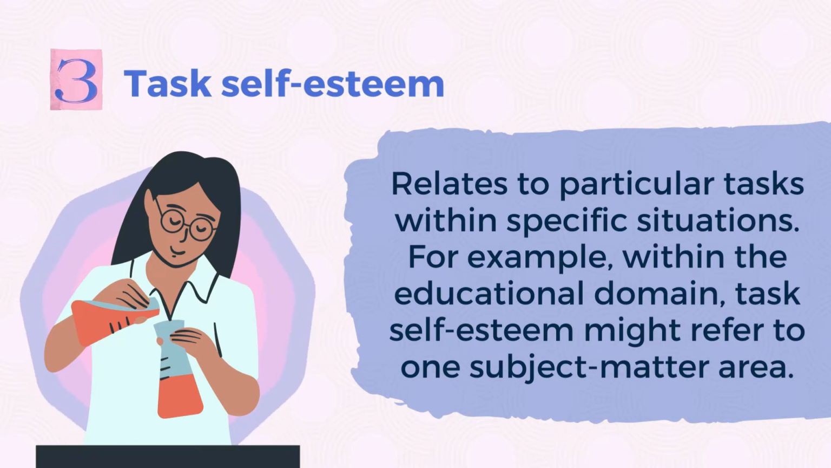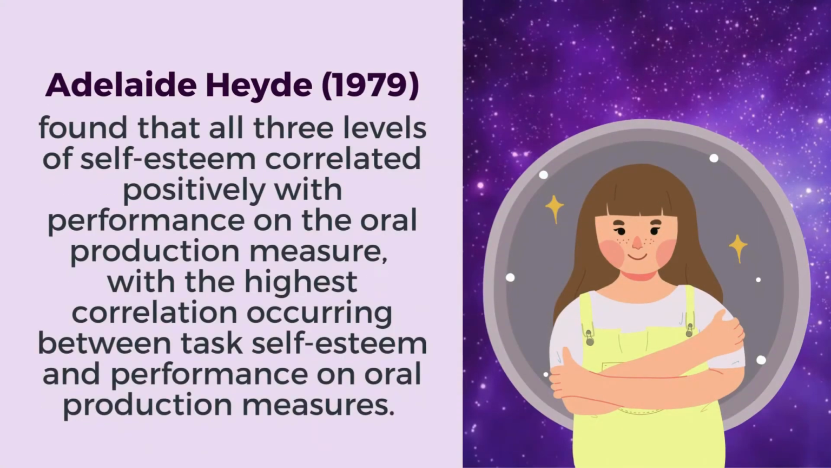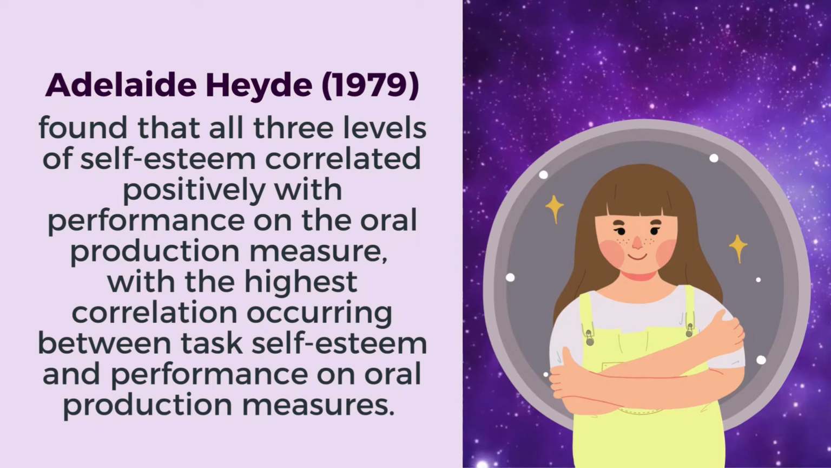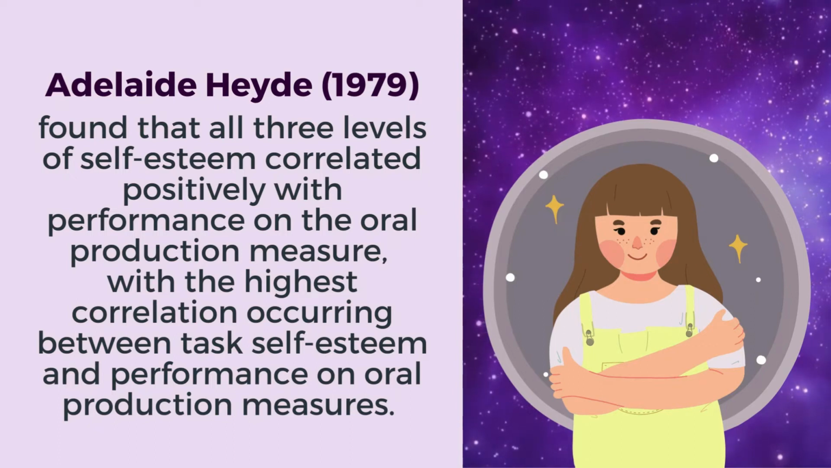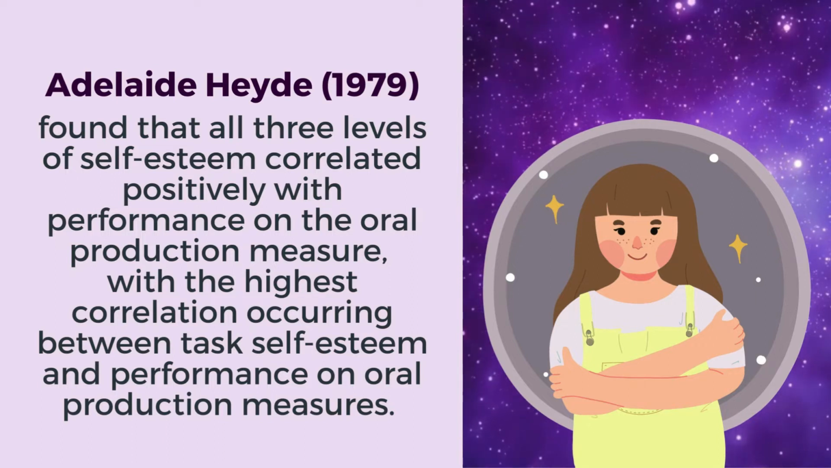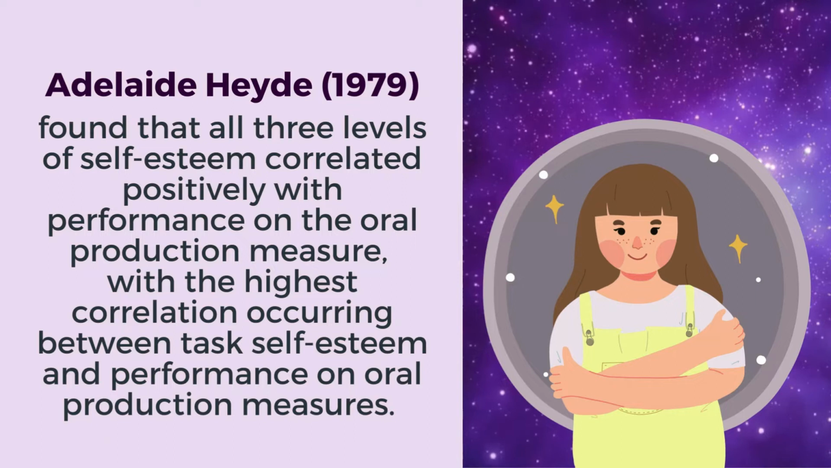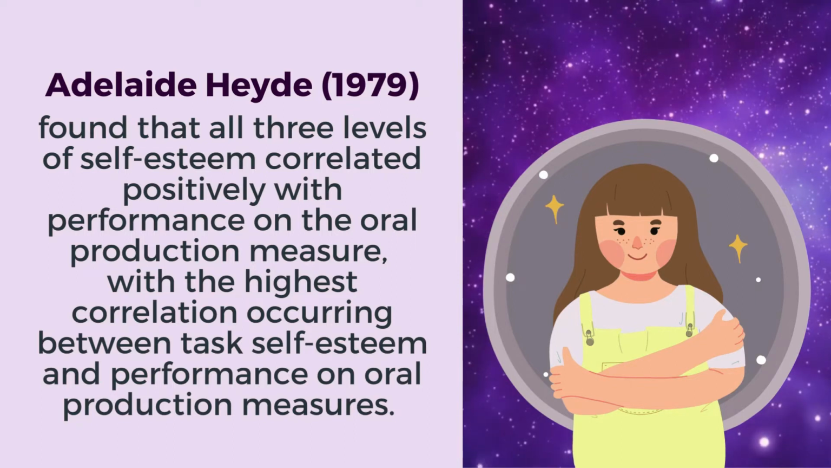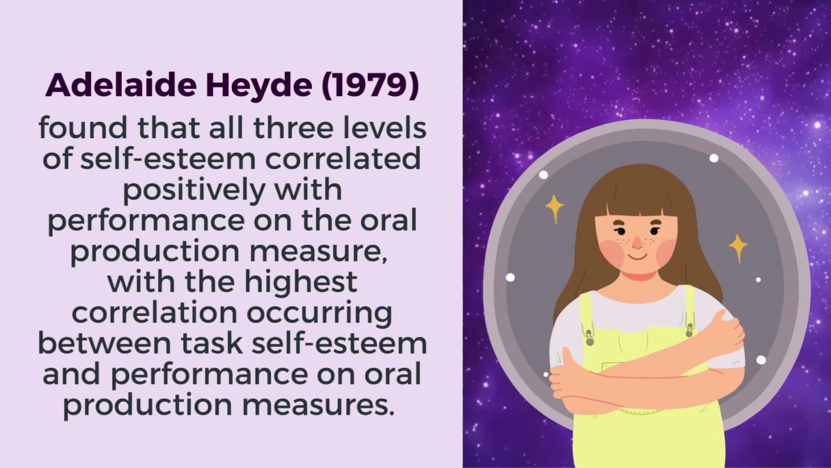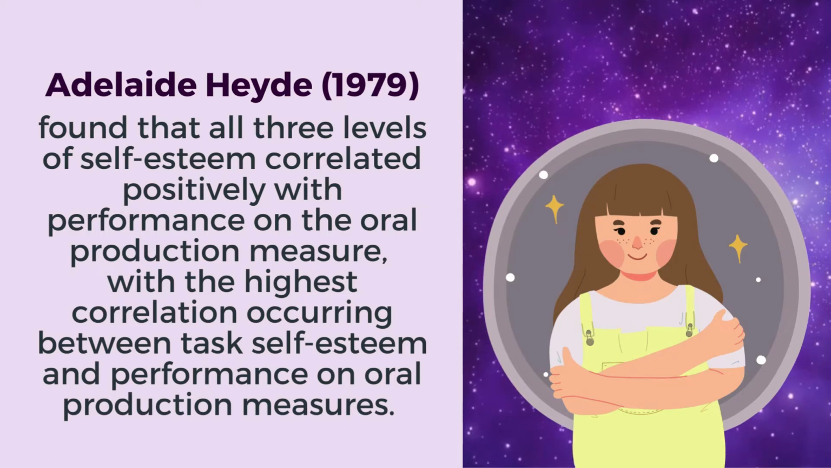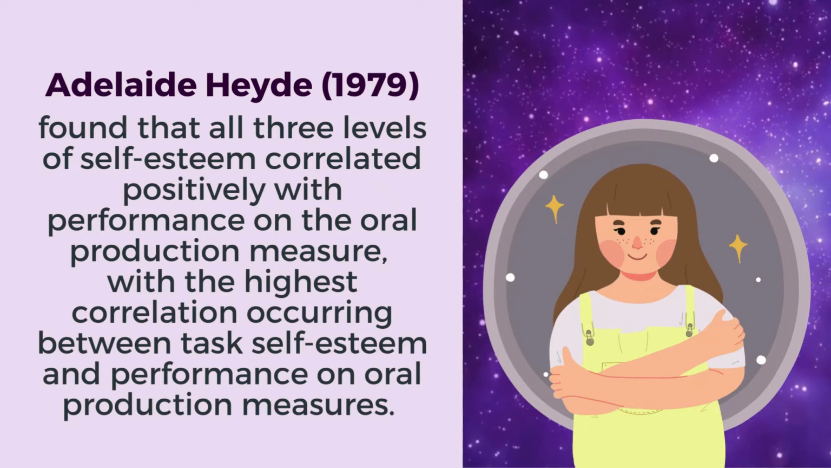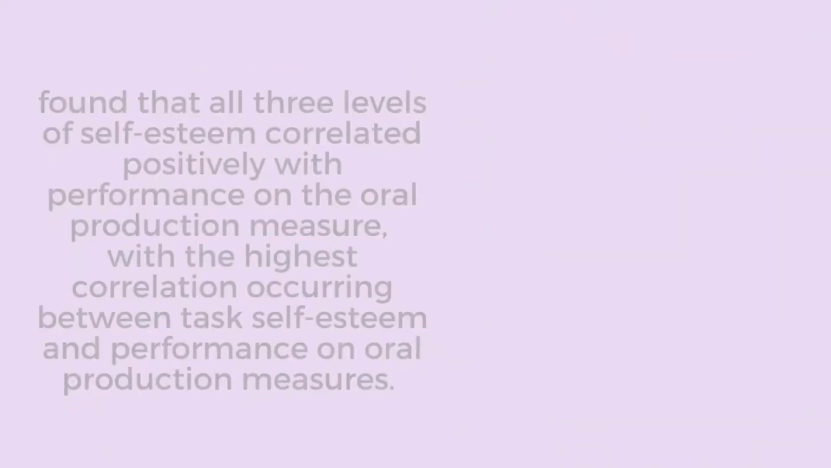classroom exercise. Adelaide Heid in 1979 studied the effects of the 3 levels of self-esteem on performance of an oral production task by American college students learning French as a foreign language. She found that all 3 levels of self-esteem correlated positively with performance on the oral production measure, with the highest correlation occurring between task self-esteem and performance on oral production measures.